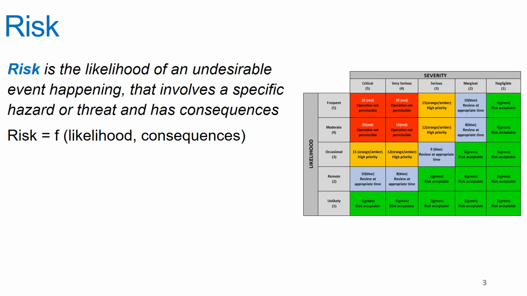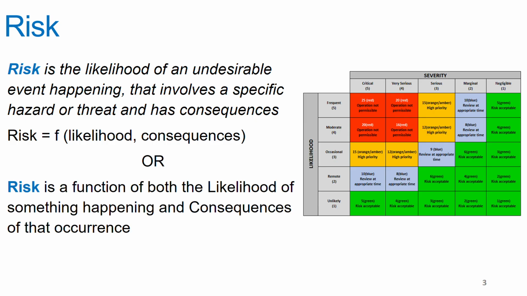So we'll just do a bit of a recap here. Like we defined it in part 1 and part 2, risk is simply the likelihood of an undesirable event happening that involves a specific hazard or threat and has consequences. Or we can simply say risk is a function of both the likelihood of something happening and the consequences of that occurrence. More information on the definition of risk can be found in part 2 and part 1 of the risk assessment sessions.